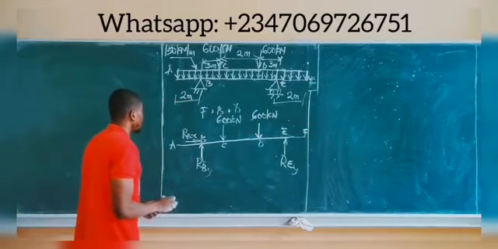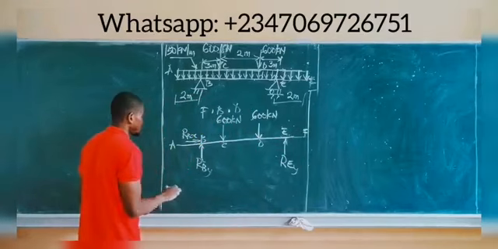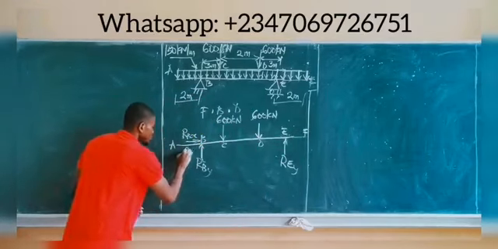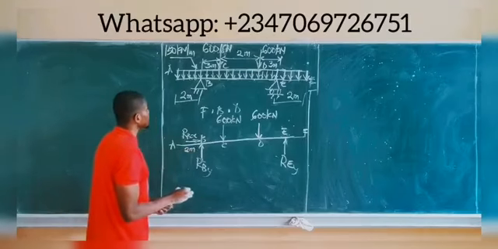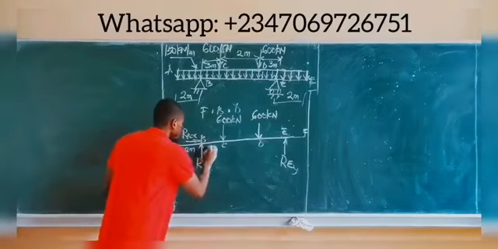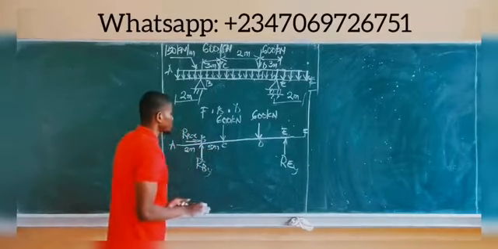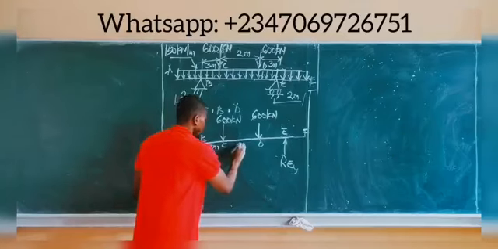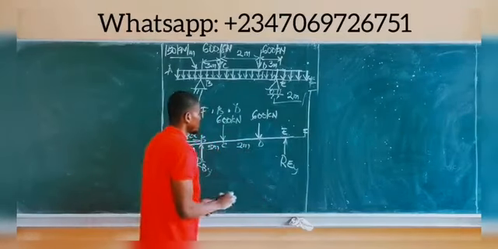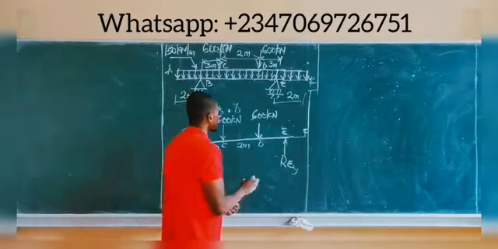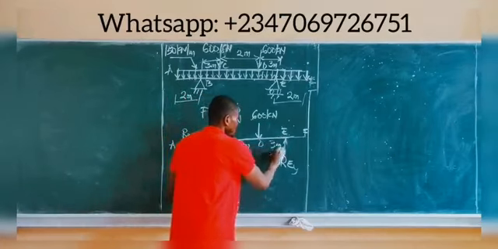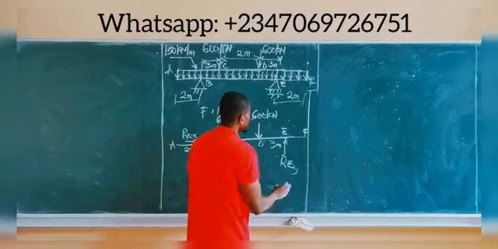Okay. Now, point A is 2 meters from point B. So we have these 2 meters apart. Point B to C is actually 3 meters apart. Point C to D is 2 meters apart. Point D to E is 3 meters apart. Point E to F is 2 meters apart.